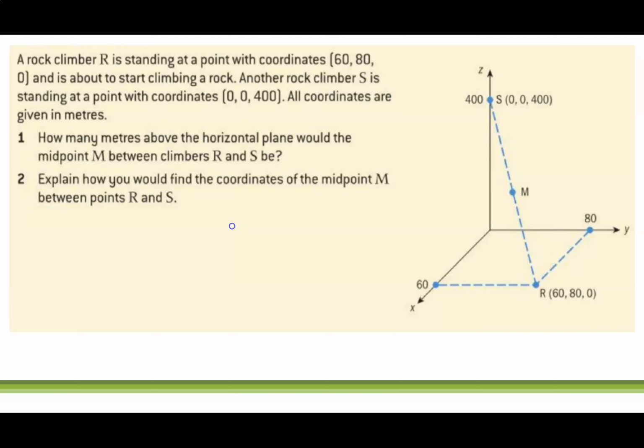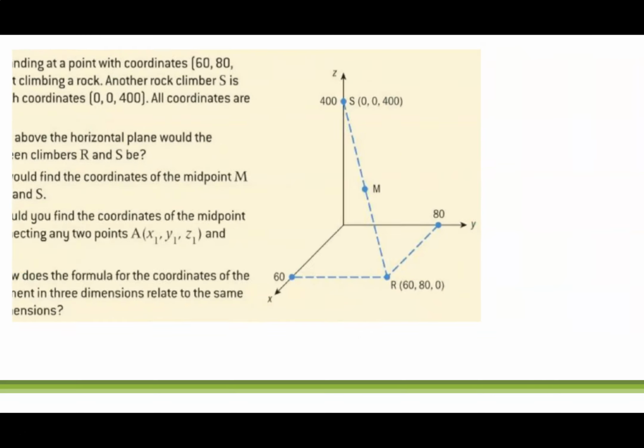It says a rock climber is standing at a certain place whose coordinates are 60 in the x direction, 80 in the y direction, and 0 in the z direction. We go along that pathway, and then nothing up or down. And so that leaves us there. But there's another rock climber over here up the z-axis, 0 in the x direction, 0 in the y, and 400 in the z. So how many meters above the horizontal plane would the midpoint be? They've got M here, which is halfway on the journey between the two climbers. How high is it? Let's take a look at that.